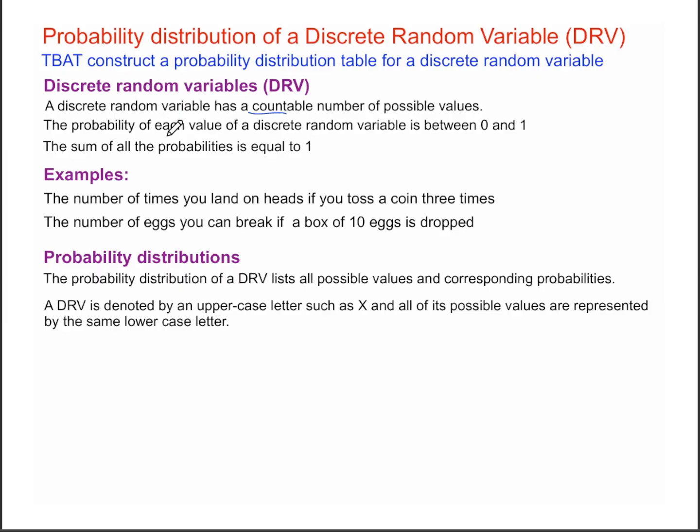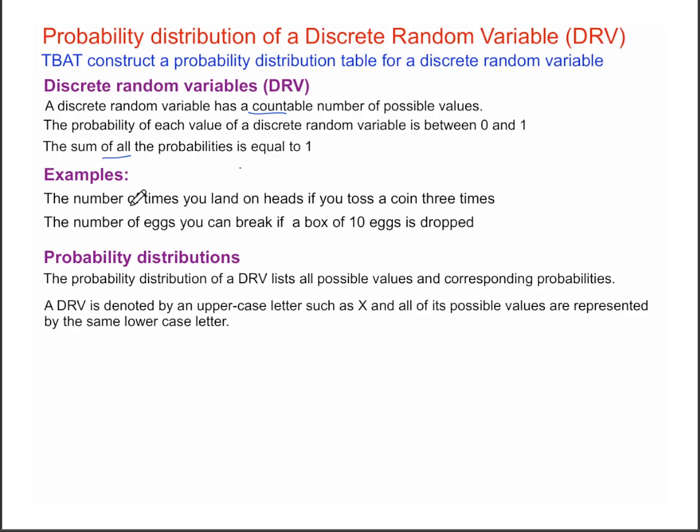And the probability of each of those values happening is going to be between 0 and 1. And the sum of all those probabilities, of all those values that are possible, will equal 1. But that means those are going to be the only possible values that can happen out of that event occurring.